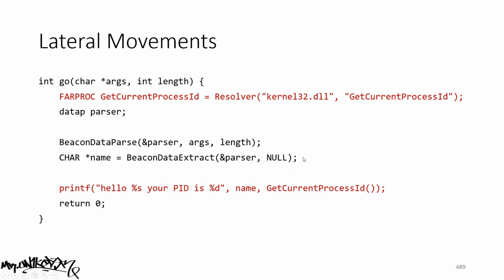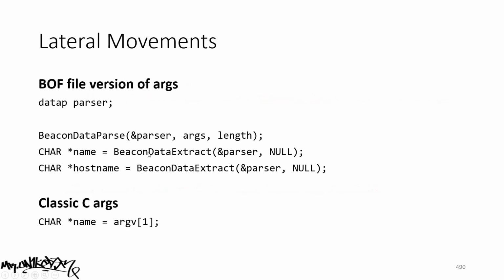Wonderful. Another slight change is how you actually process the arguments. Unfortunately, you cannot just go with main and process the arguments. You have to use this datap structure, and it's actually not that hard, right? The classic C will look like this: char argc and argv[1] or whatever. In this case, you have to call BeaconDataParse and parse whatever was provided to it. So if you had 2 arguments, you're going to call BeaconDataExtract, and you're going to get it set in there. Then you're going to call it, and the second time it's going to put the argument here.